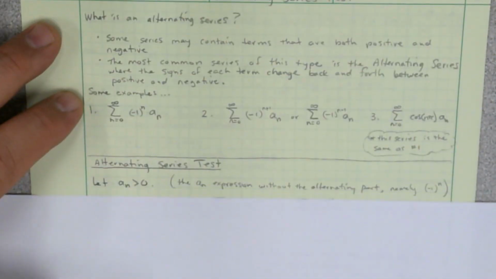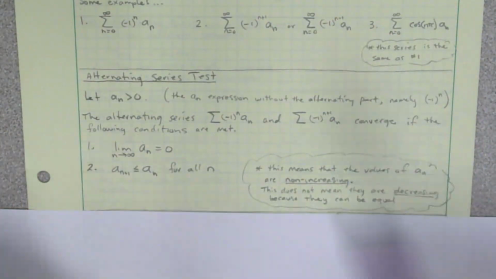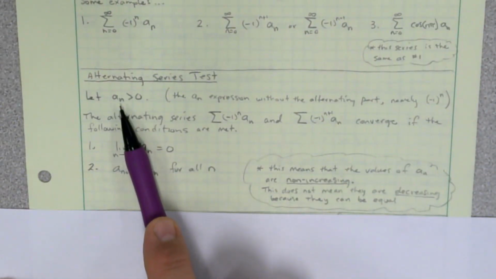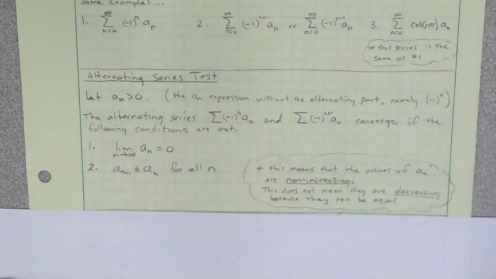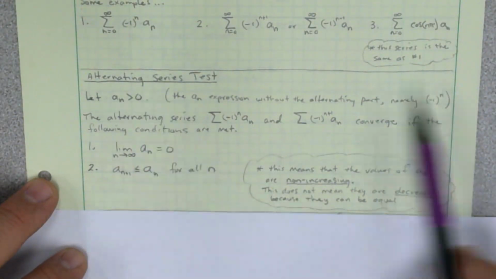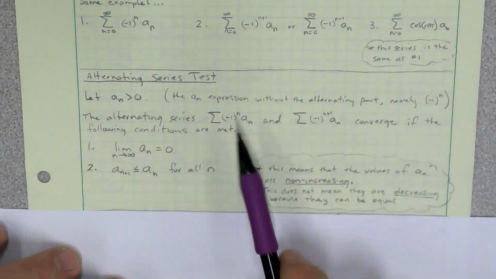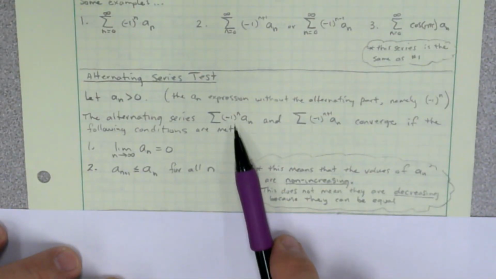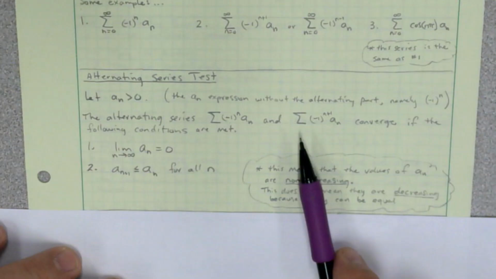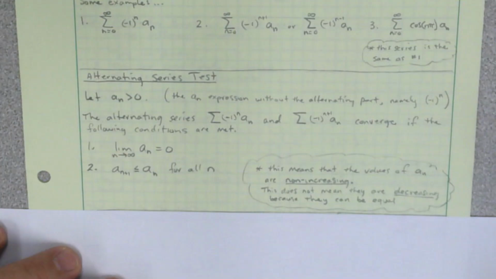The alternating series test allows us to determine convergence. Okay. First off, the nth term has to be positive. The a sub n expression without an alternating part. So you want to take that whole thing without the alternating part and make sure that's positive. The alternating series, which is -1 to the n or -1 to the n plus 1, converges if the following conditions are met.